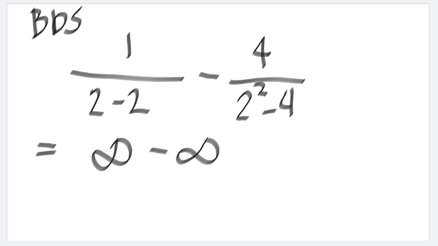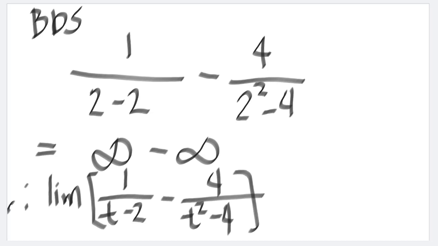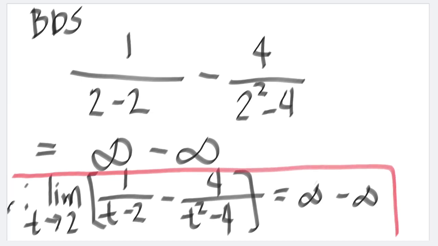So therefore, the limit of 1 over t minus 2 minus 4 over t squared minus 4 as t approaches 2 is equal to infinity minus infinity. And again, this is an indeterminate form, infinity minus infinity, and we do not accept indeterminate forms. You need to determine the limit of this function as t approaches 2.